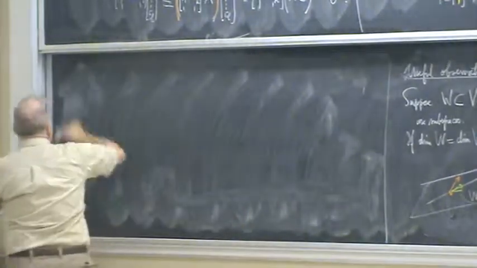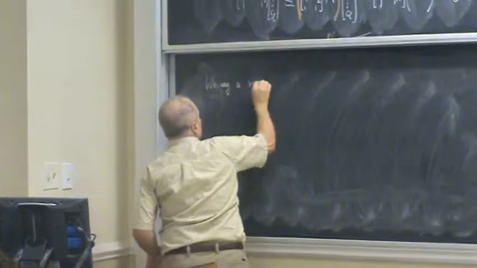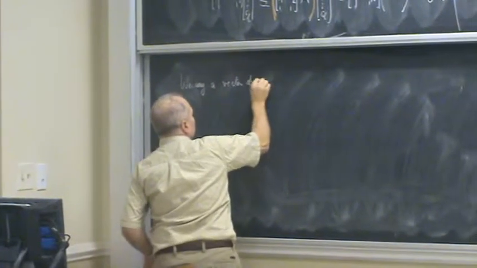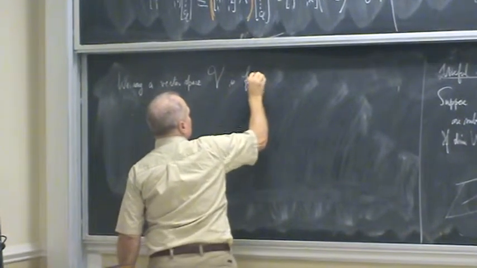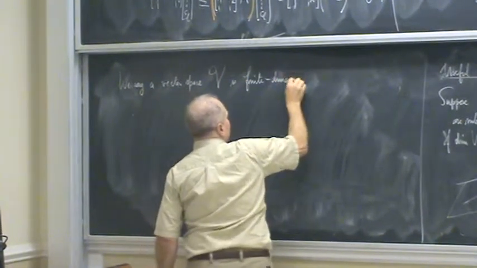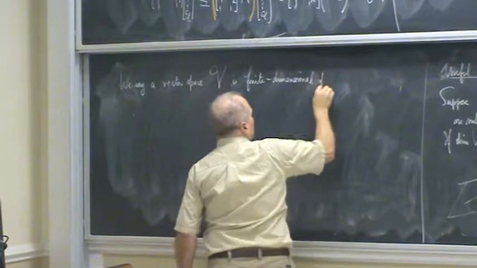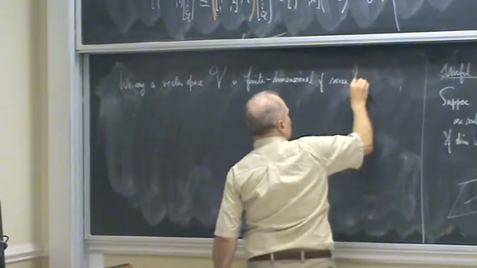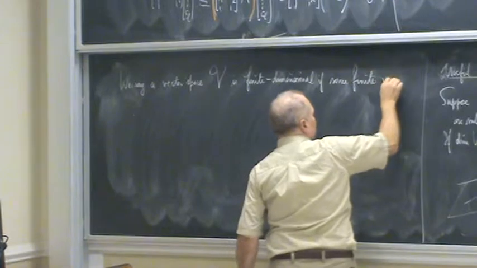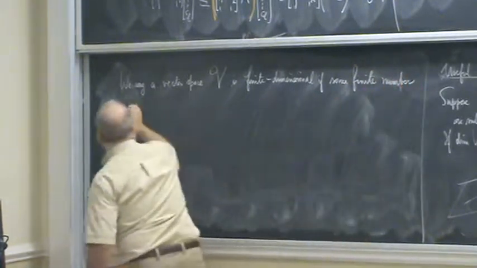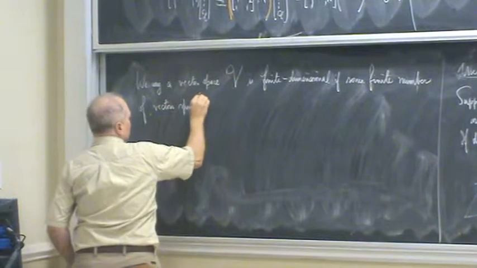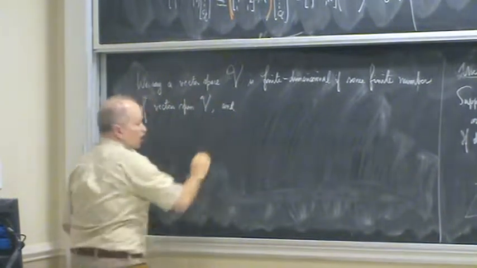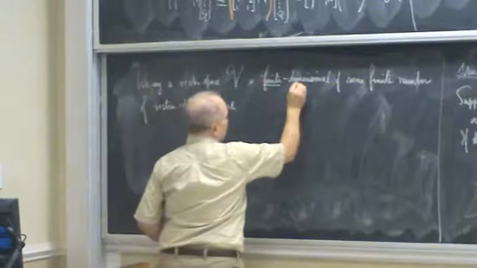So what I'm going to end with here is the statement that we say a vector space, which I'll call script V for the moment, is finite dimensional if some finite number of vectors span script V, and otherwise it's called infinite dimensional.